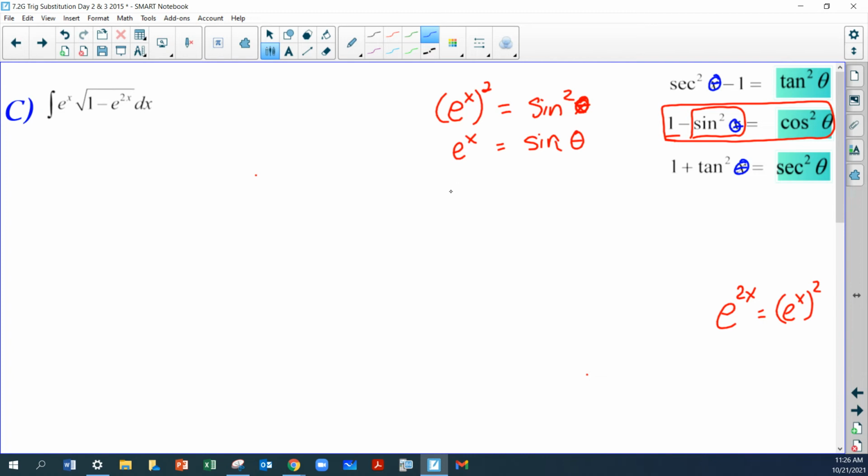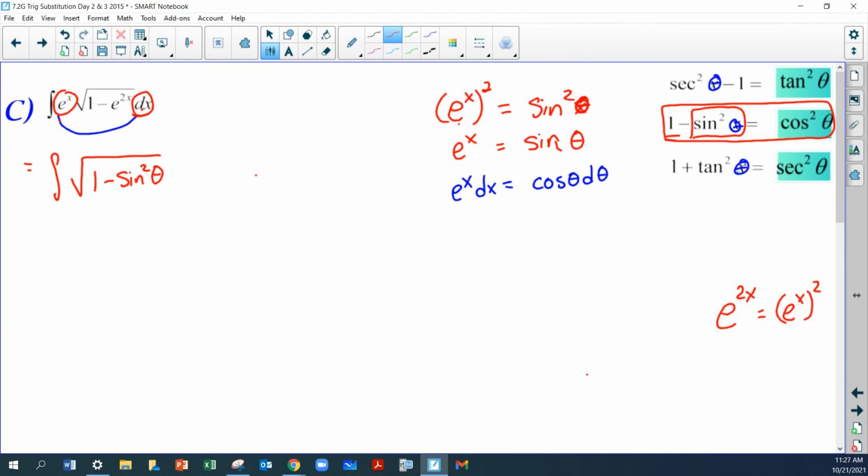All right, now derivative. E to the x dx equals cosine theta. This would have been d theta, right? Move it up and over, and we're over there. Implicit differentiation. All right. Ooh, that's convenient, because look at e to the x dx. That's going to be a nice substitution. All right, let's go about our substitutions. The square root of 1 minus, we said let e to the 2x equal sine squared theta. And e to the x dx, those come together to create cosine theta d theta.